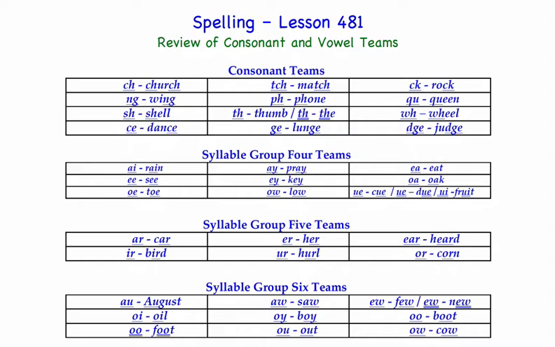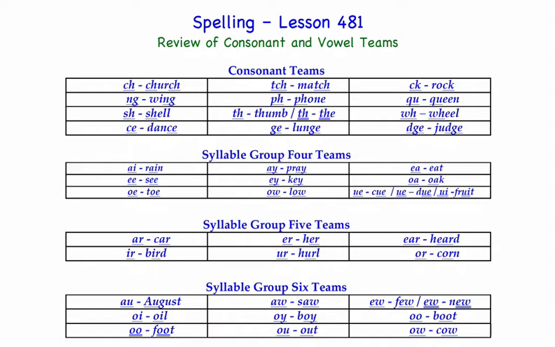On this screen, you will notice it's divided into consonant teams, syllable group 4 teams, syllable group 5 teams, and syllable group 6 teams. Let's briefly review the information here. For our teams, we have CH and TCH represent the sound ch. TCH must have a short vowel directly in front of it. CK represents the sound k. CK must have a short vowel directly in front of it. NG represents the sound ng and it must have a short vowel directly in front of it.